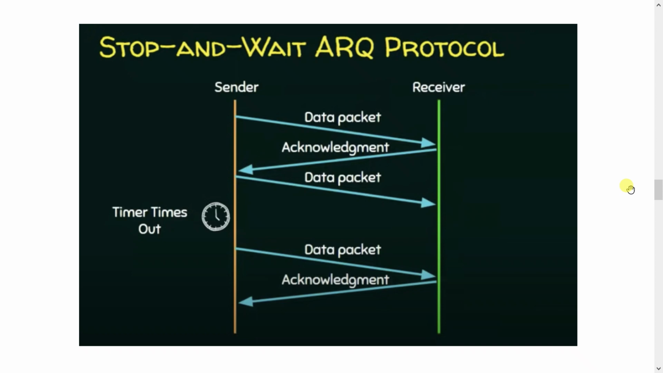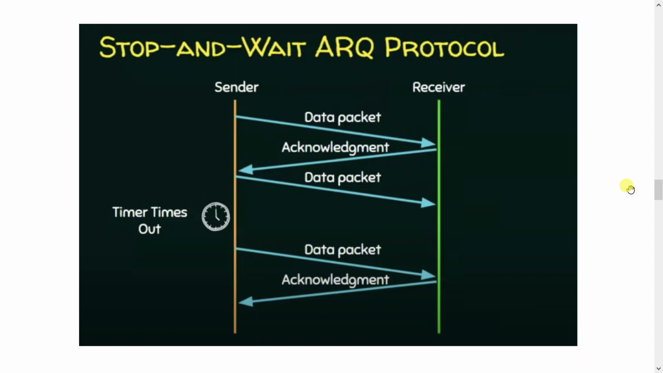This diagram shows how the stop and wait ARQ protocol works. You have the sender on the left-hand side and the receiver. The sender sends the data packet to the receiver. If the receiver was able to decode the packet successfully, it sends an ACK to the sender. The sender again sends another data packet.